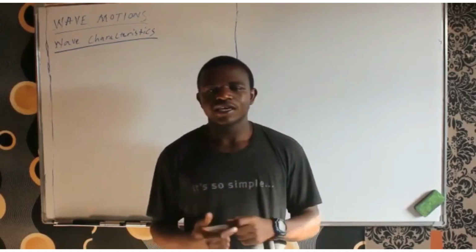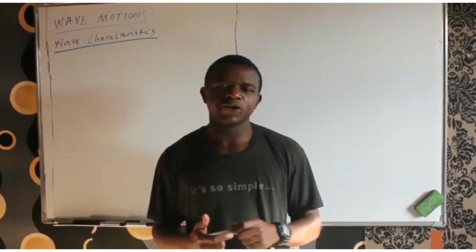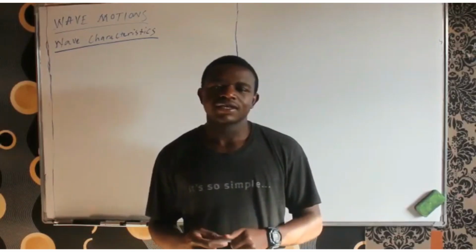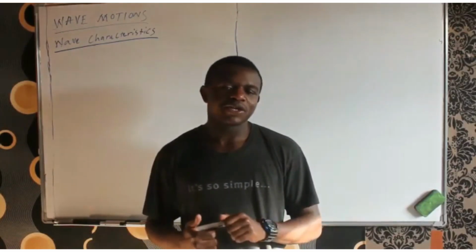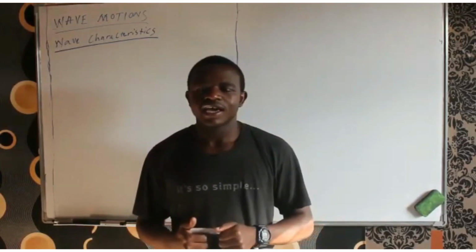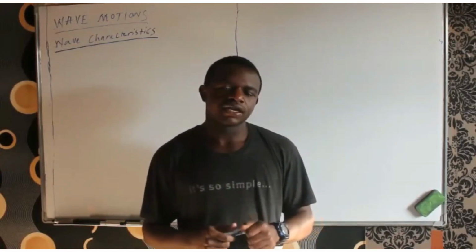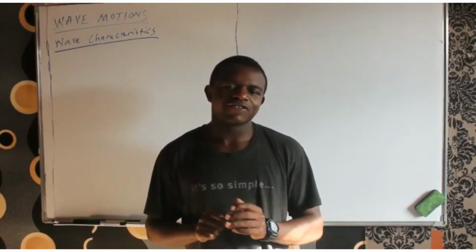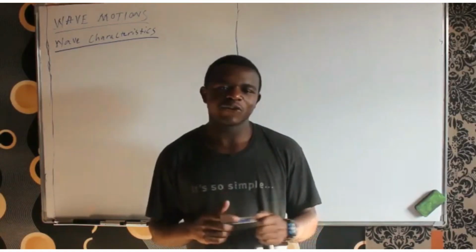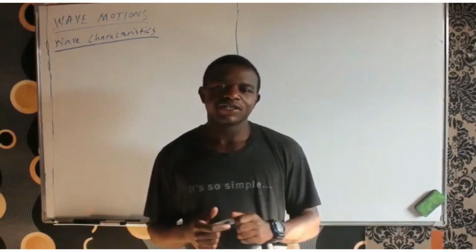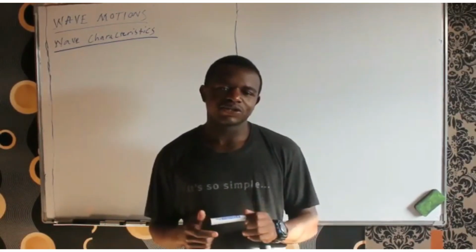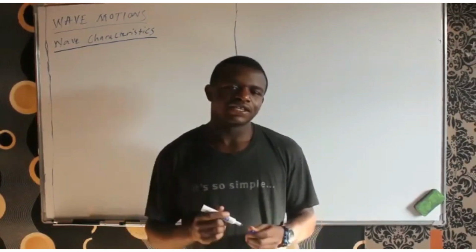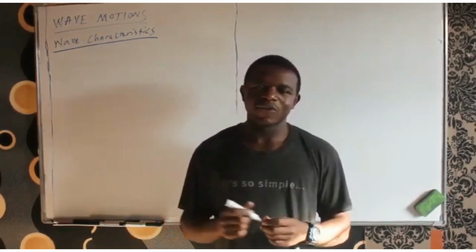Then we go to the next one, which is period. What's period? Period is defined as the time taken for one complete wave to be formed. The symbol of period is capital letter T. Period is also defined as the inverse of frequency. So when calculating period, you can say period is equal to 1 divided by frequency. Let me just write these notes on the whiteboard.